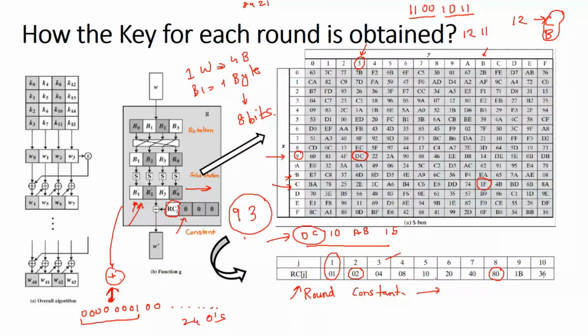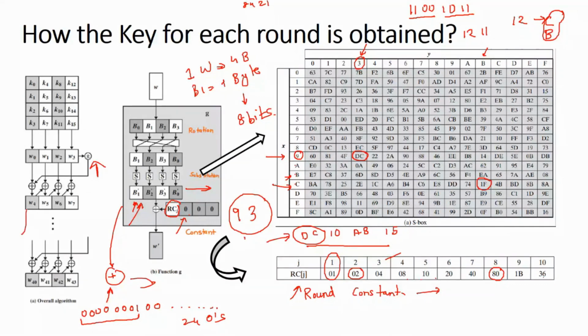Is it making sense? Can you let me know? Yes, sir. So B1 dash. Okay, thanks a lot. B1 dash is nothing but XORed with RCJ and we will get some output. Similarly, B2 dash will be XORed with all zeros, B3 dash with zeros and B0 dash with 0. Okay, thank you. So whatever be the output, that now becomes my W4 as per the diagram.